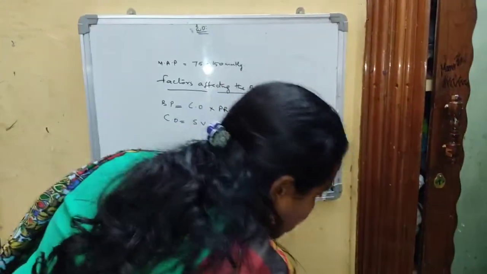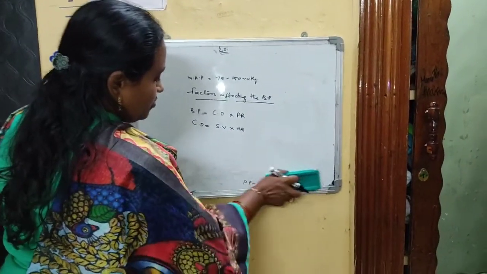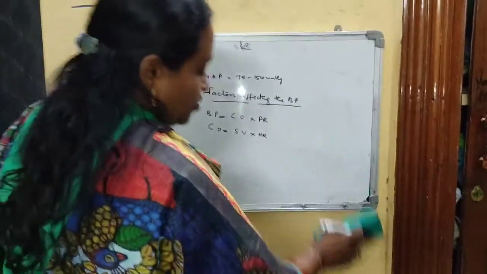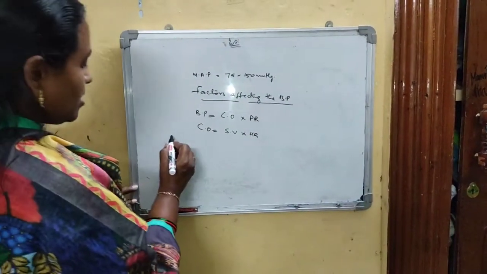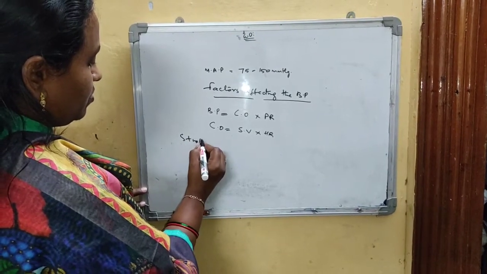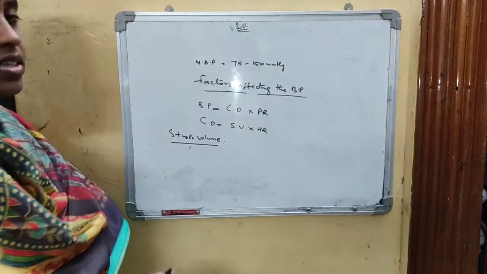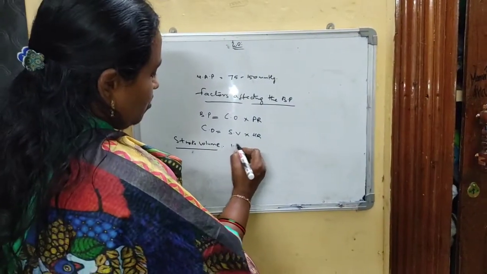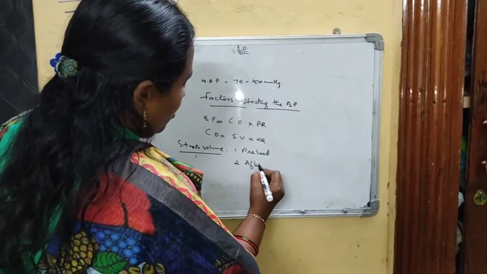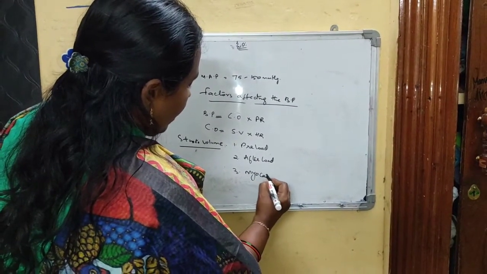Now the factors which affect the stroke volume also affect the cardiac output. So the factors affecting the stroke volume: mainly three factors affect the stroke volume. One is the preload, the second one is the afterload, and the third one is the myocardial contractility.